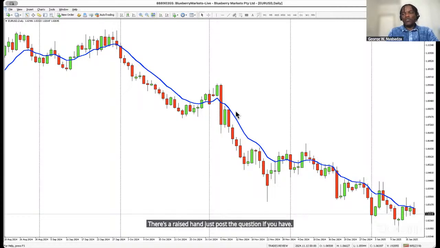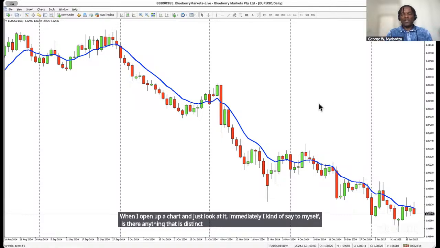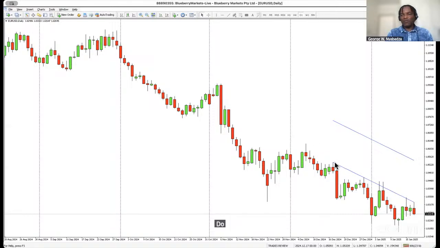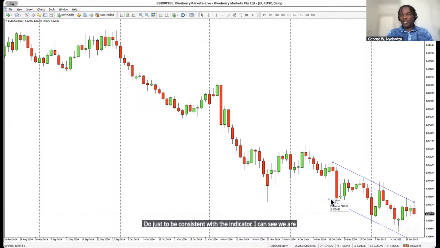Okay, so this is euro versus dollar on the daily. When I open up a chart and just look at it, immediately I'm going to say to myself, is there anything that is distinct on the chart? Okay, so we are down here. What is distinct for me, which I want to put in, and what I'm going to do, just to be consistent, move the indicator. I can see we are in some form of a channel.